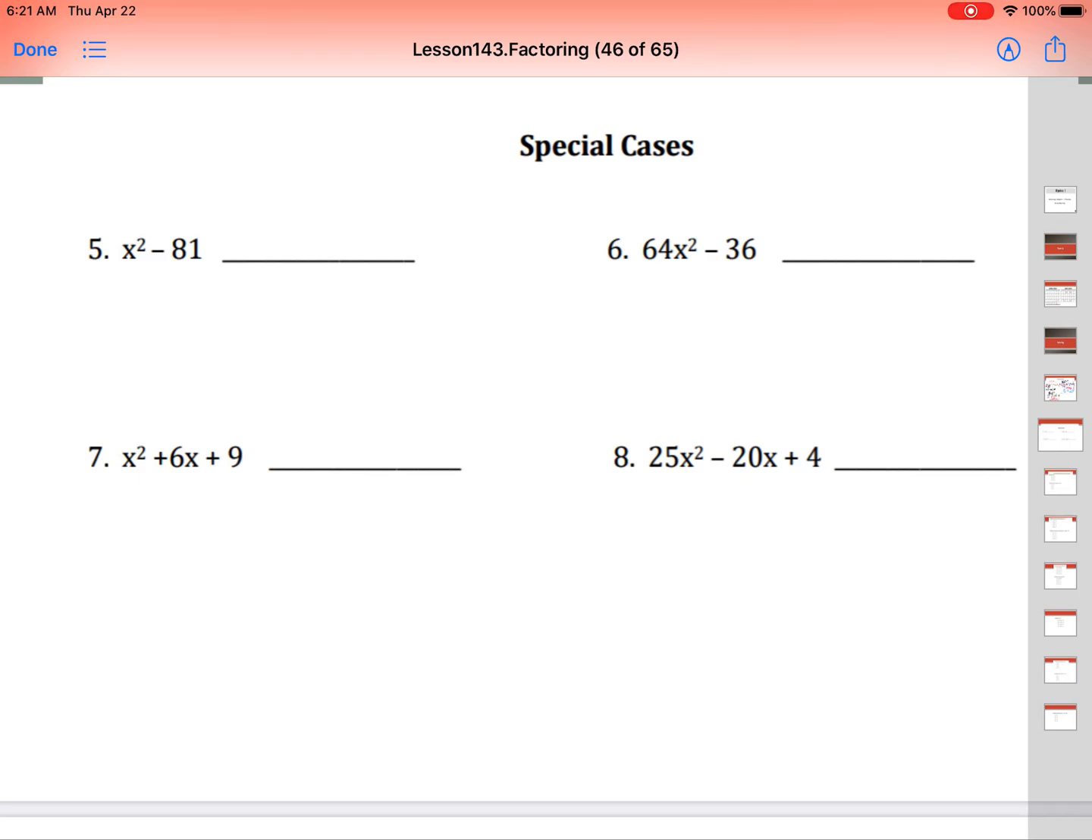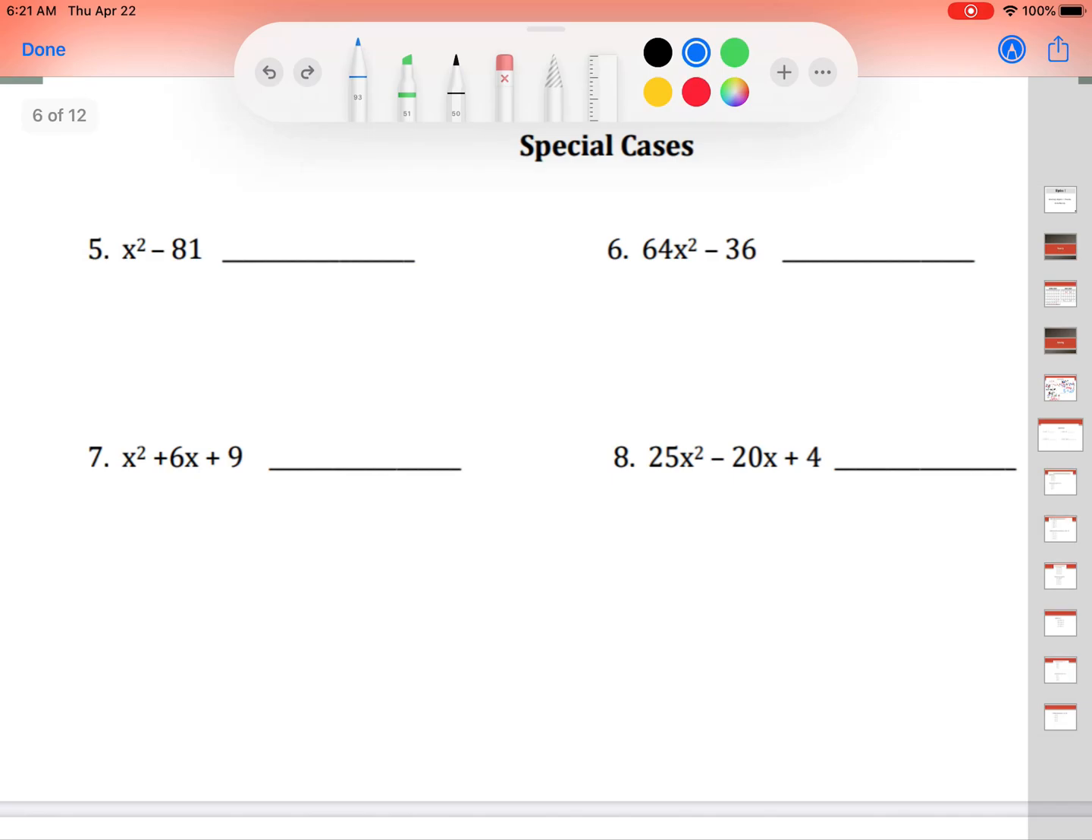All right, when you're ready, we're going to move to special cases. So easy. The special cases have to do with something called square roots. You should remember this from when we did it earlier in the year. So in this first one here, when I factor, I know that I'm going to have 2 binomials. I'm going to have 2 parentheses here.